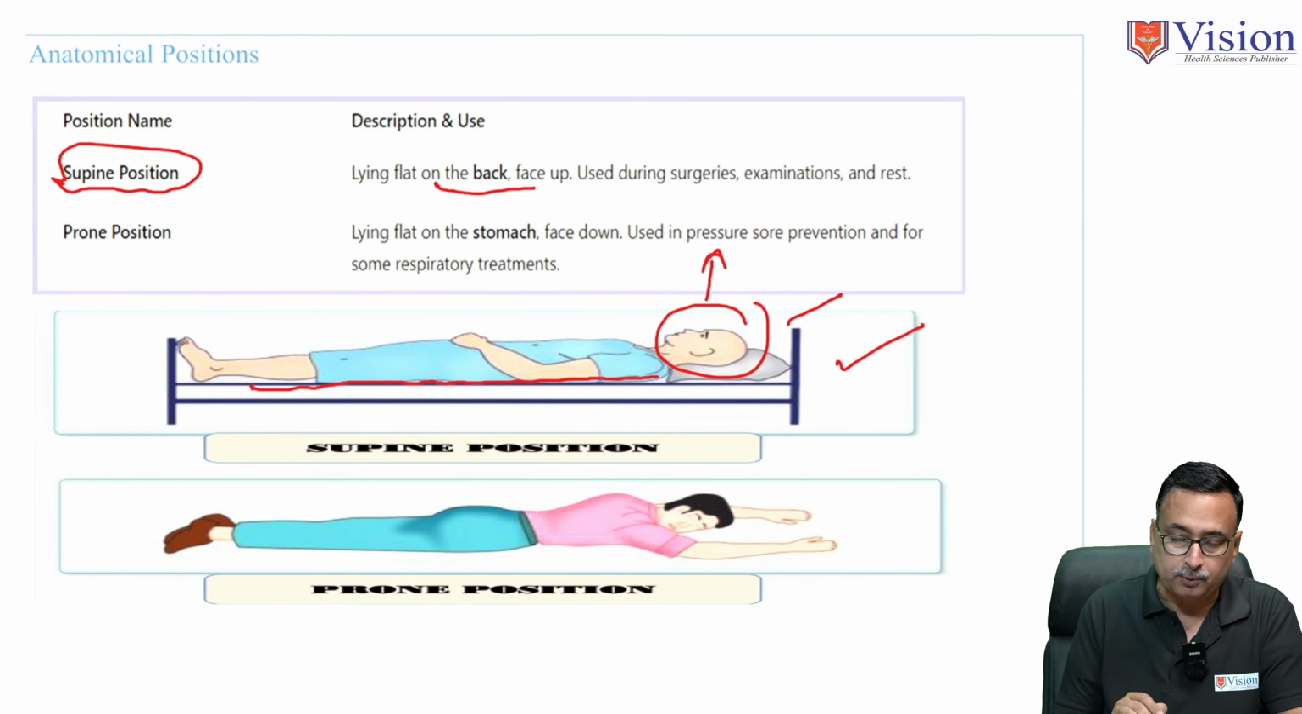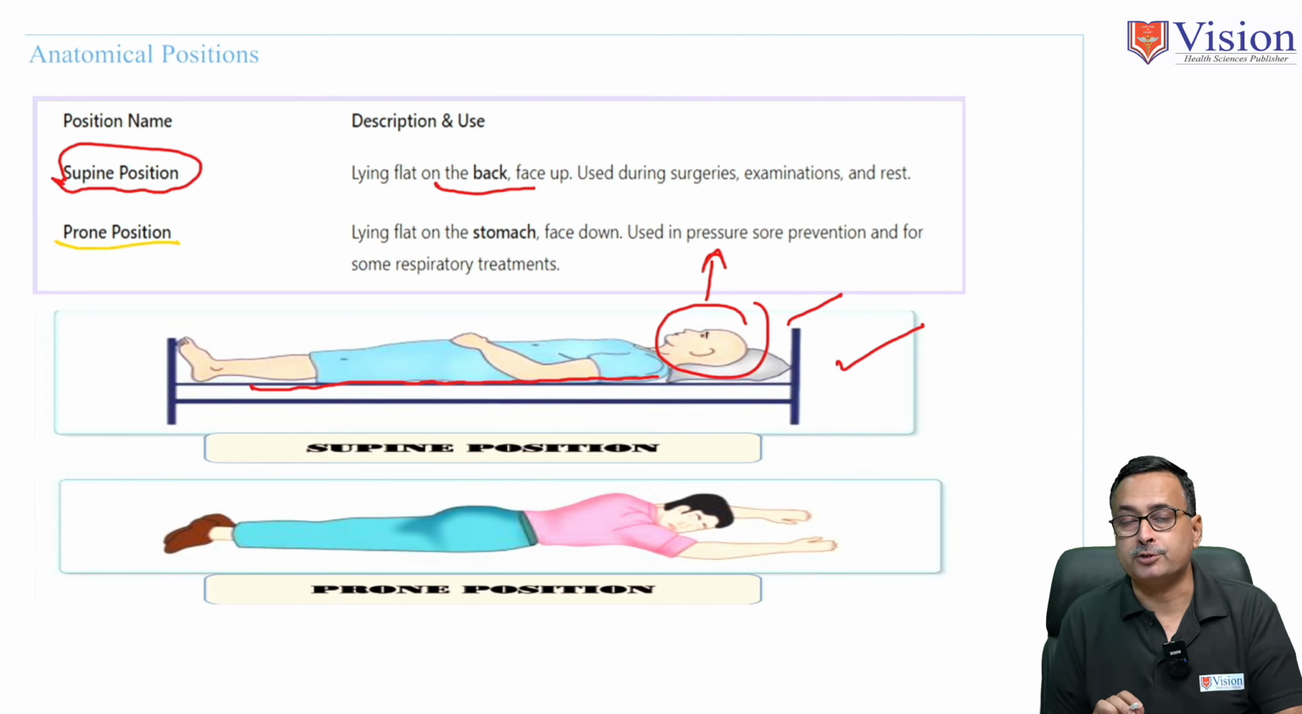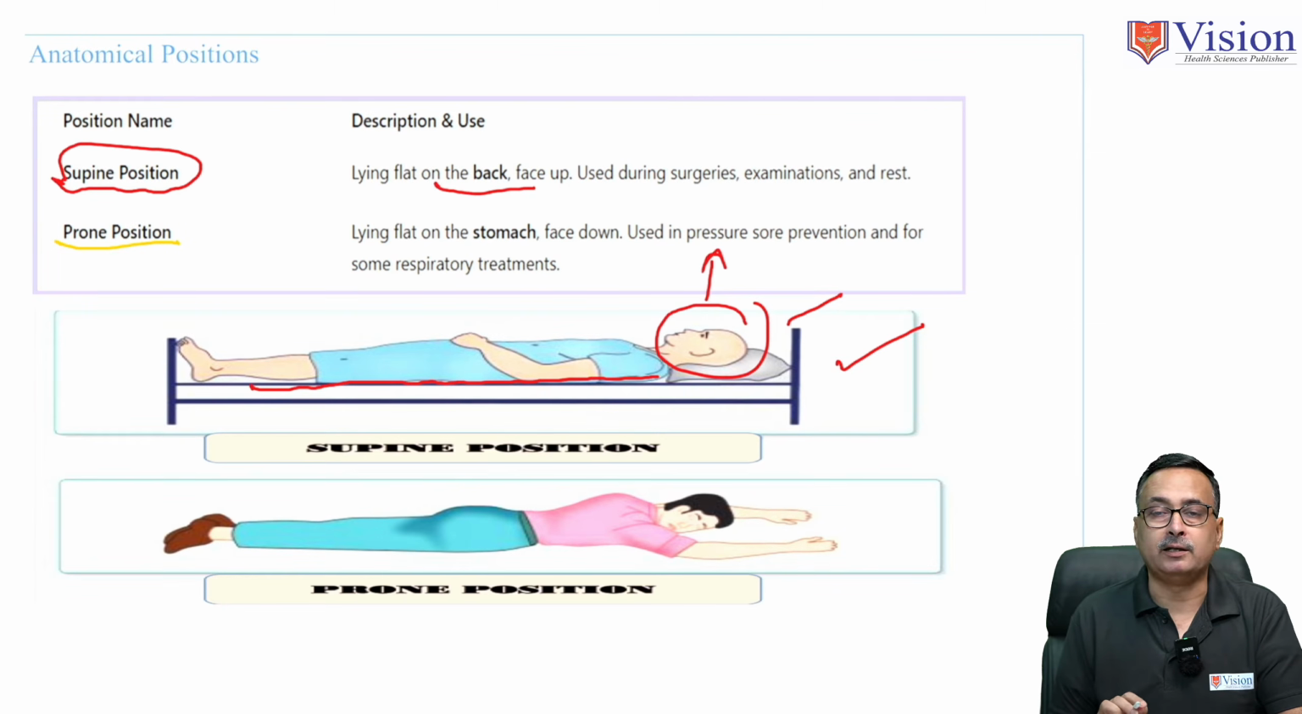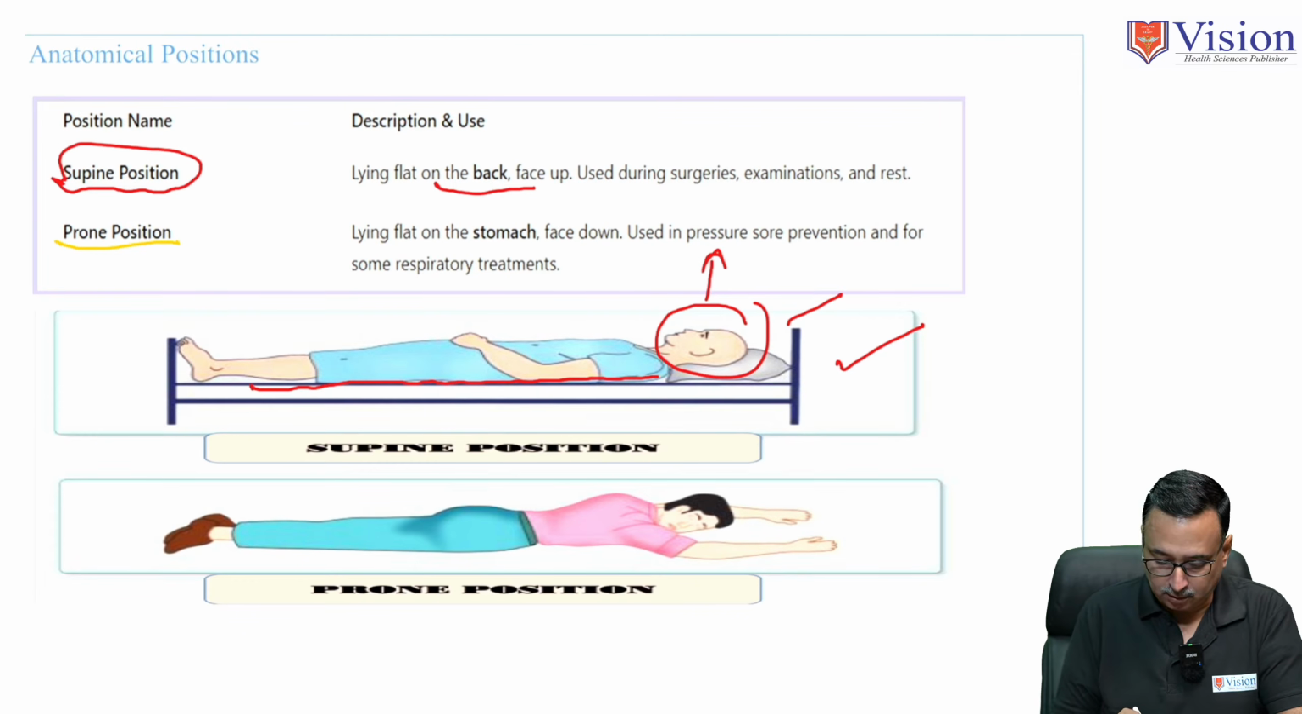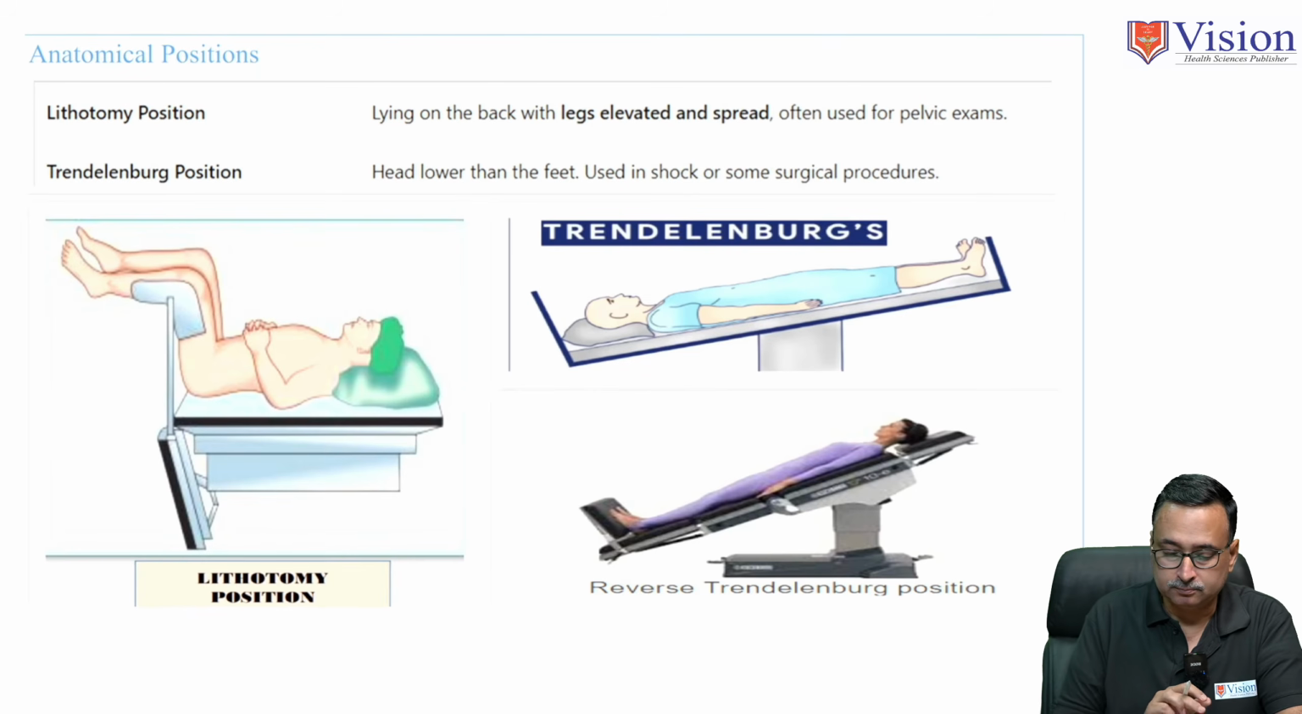Just opposite to the supine position is the prone position. In a prone position, a person lies on a bed with the stomach touching the bed. As you can see, this is a prone position with the abdomen or stomach touching the bed. The back is upwardly directed. This is prone position.